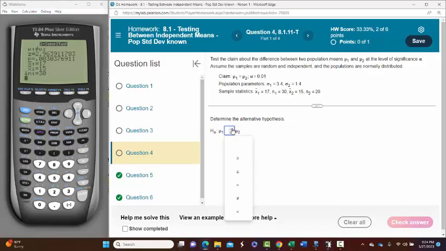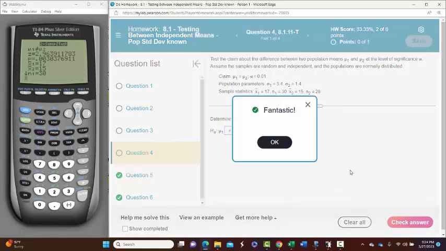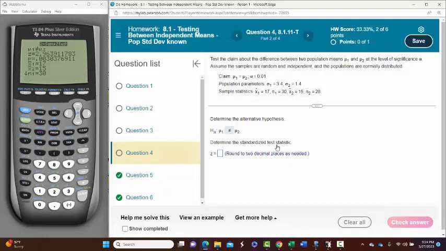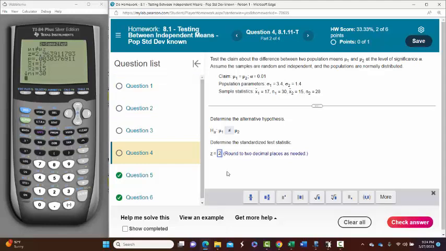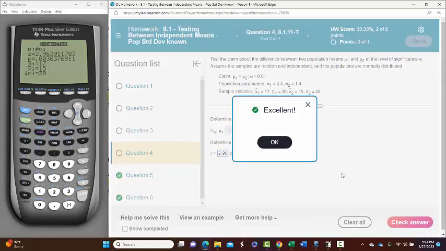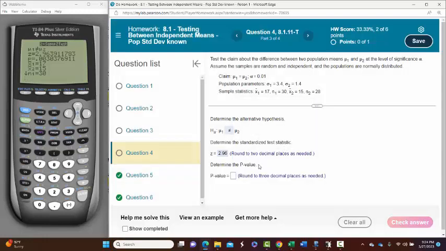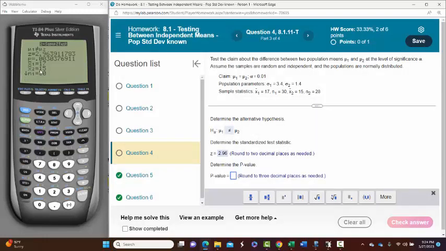So this will be equal, not equal here. It only wants the alternative, okay. They're telling you the claim is equal, so there's no story involved in this problem. Test statistic, 2 decimal places, how about 2.96? P-value wants 3 decimal places. 0.003 sounds good.